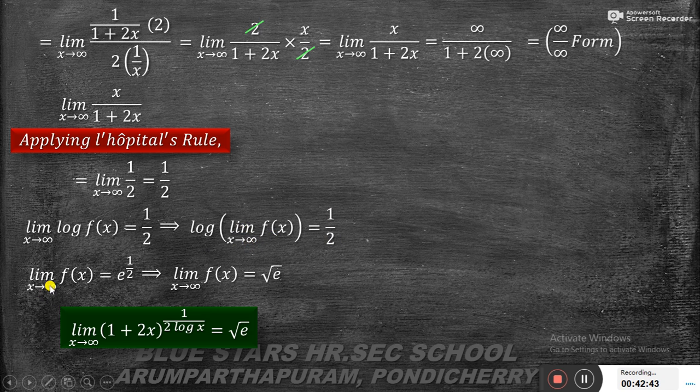So next step, now I take the exponential on both sides. Exponential of e power log, e and log are cancelled, so on the LHS I write limit x tends to infinity f of x equal to e power 1 by 2. e power 1 by 2 means root e, therefore limit x tends to infinity f of x equal to root e. f of x means (1 plus 2x) whole power 1 by 2 log x, this is the f of x. Therefore limit x tends to infinity (1 plus 2x) whole power 1 by 2 log x equal to root e. So we find out the answer.